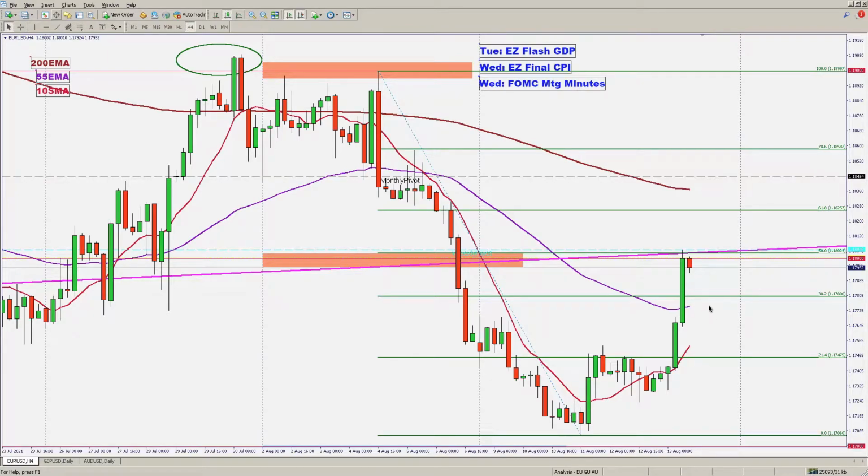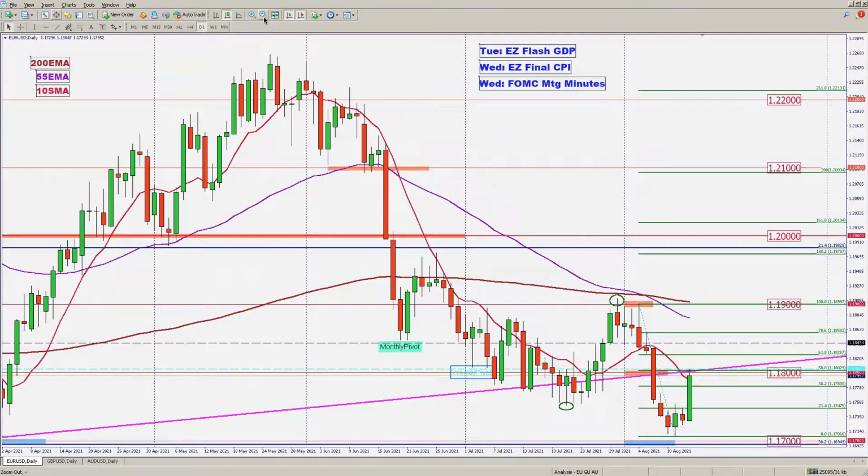So there could be some consolidation next week, and we'll see whether it's able to break through this resistance area and try to hit the 62 fib retracement, or whether it's going to be rejected and consolidate, and see what the impact is for next week with these news coming up. Let's go back to the daily time frame.